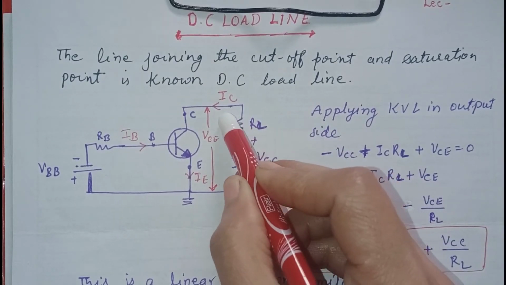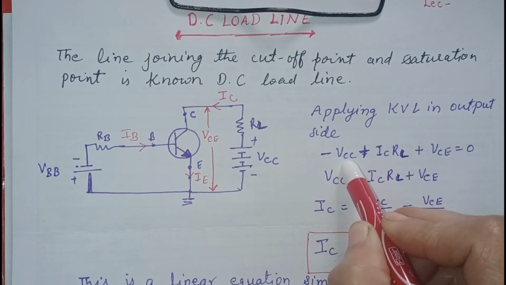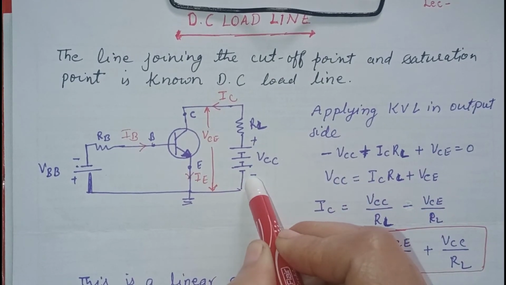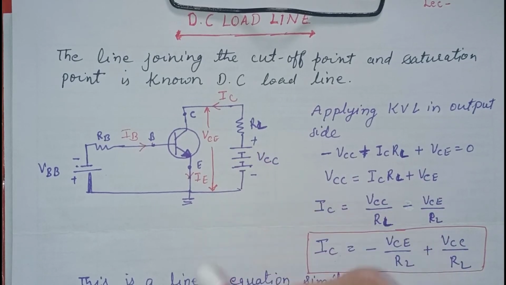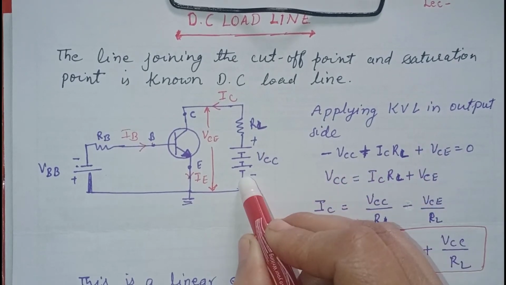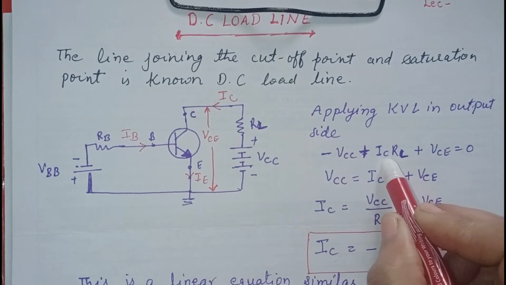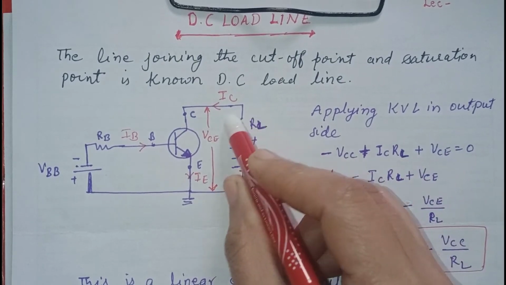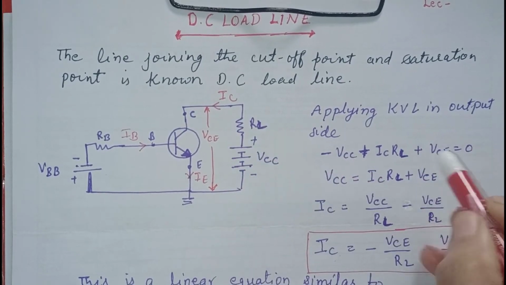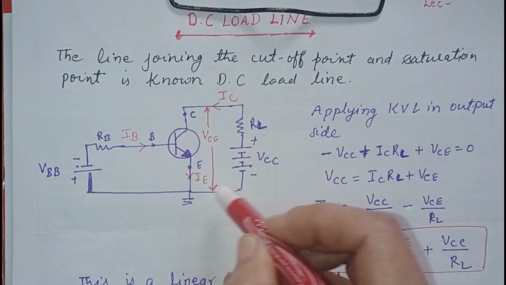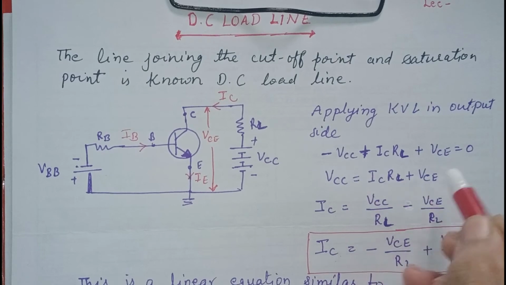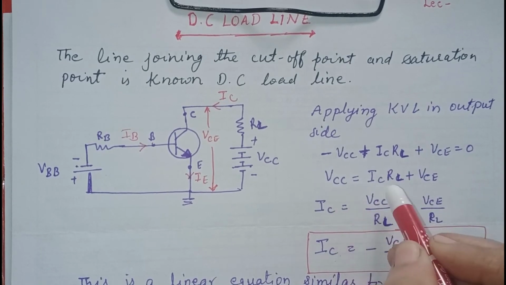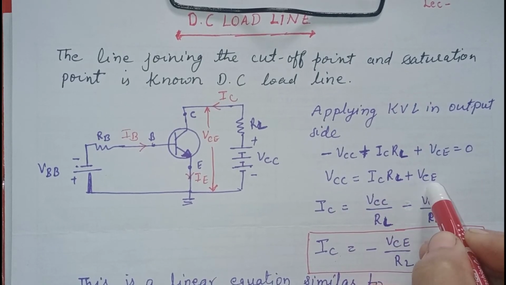The direction of current is this one. So minus VCC, because the current is entering the negative terminal. We take minus when the current is entering the terminal. So it is minus VCC, then plus IC into RL, the voltage drop in RL, plus this voltage VCE. Now the loop is complete, and this equals 0. Manipulating this equation, VCC equals IC into RL plus VCE.